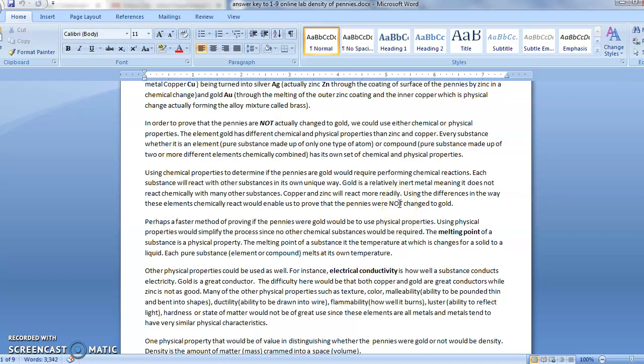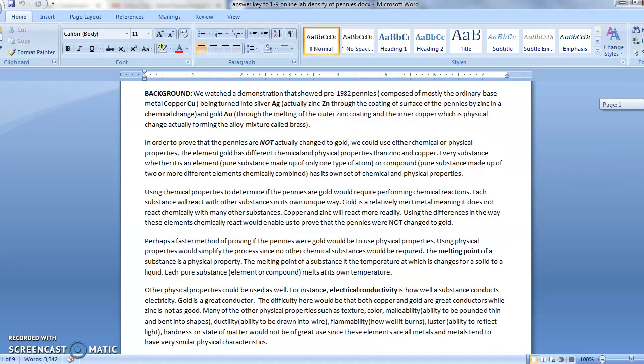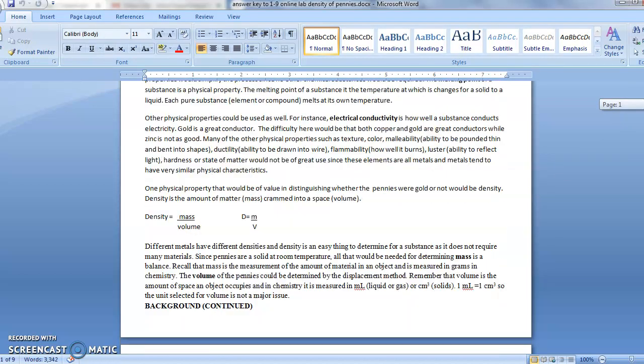So physical properties were used because, first of all, density is easy to measure. You just need to know its mass and its volume. And secondly, when you use physical properties, you're not going to change the substance into a different compound entirely. What you start with when you look at physical properties is what you end with. And that is what is being discussed on this first page here.